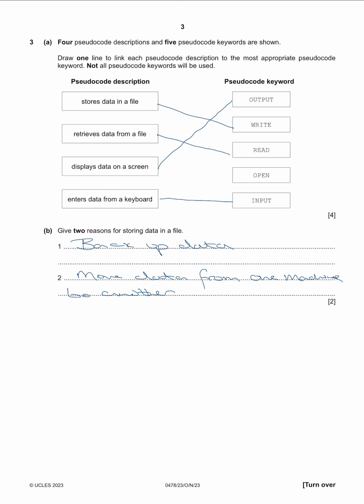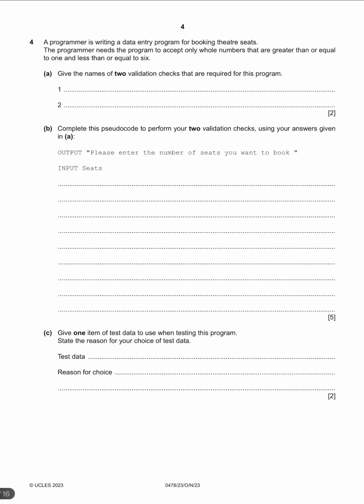Okay, and then we're going to go on to this question here. And this is the last question I'm going to do in this video, so it's not too long, as I want them to be manageable. Okay, a programmer is writing a data entry program for booking theatre seats. The programmer needs the program to accept only whole numbers that are greater than or equal to 1 and less than or equal to 6. Okay, give the name to validation checks that are required for this program.